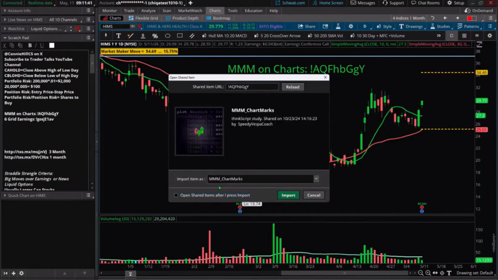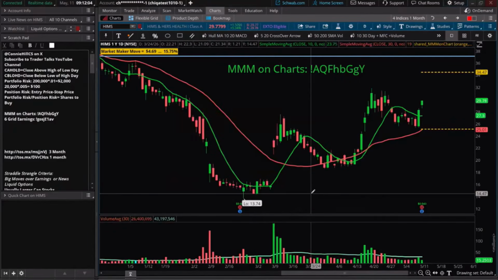And then I've called it MMM chart marks. That's what I call this, so I know where to go find it again. If you don't like that name, change it. Make it something that you relate to. Okay, go ahead and do that. Then hit import, and you can have that script on your charts as well. Once you bring it in, you have to add it as a study. That's where it's going to show up, as a study script. So that's going to be really useful and helpful for you to see.